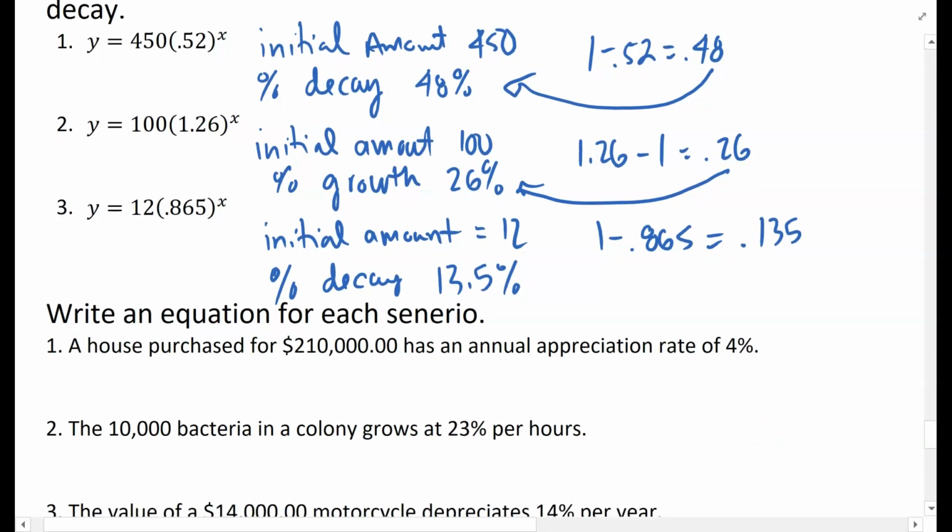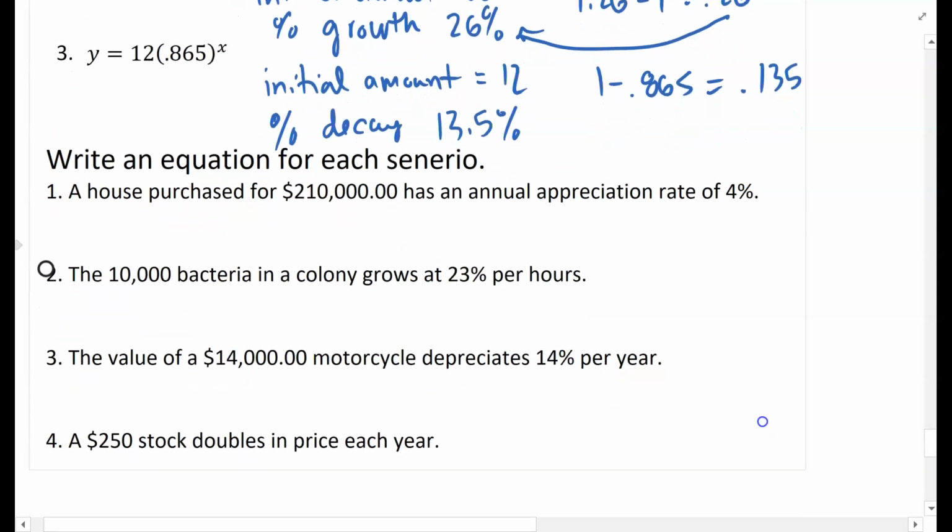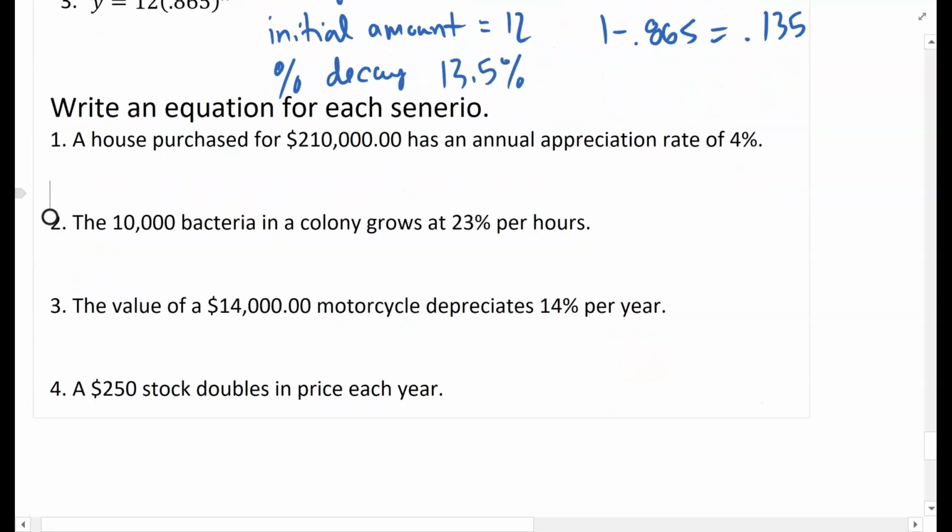All right, let's move on to writing an equation given some scenarios. This is what I was alluding to a little bit. They're going to give us an initial amount, and then they're going to give us a percent increase or decrease. They will not always use the terminology percent increase or decrease. One real world example here is the word appreciation. The opposite of appreciation is depreciation, which is what a lot of items that we buy do. They depreciate in value. That means they decrease in value after we purchase them.